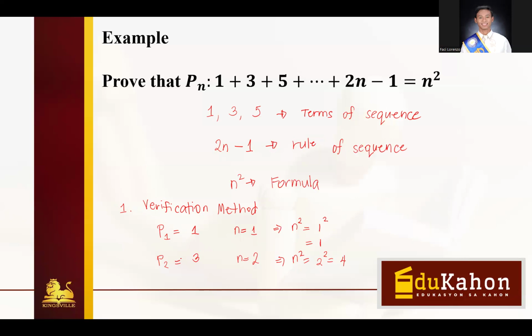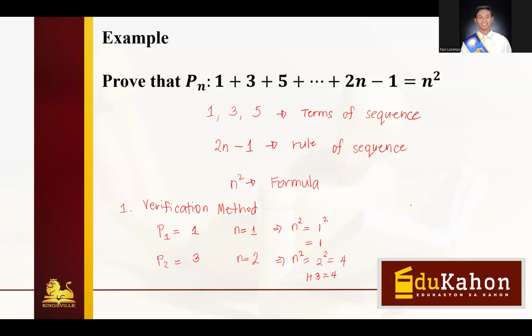And according to the sequence, if you add the first term and the second term, 1 plus 3 is just equal to 4. Okay? So we have two terms for n is equal to 2. And if you add them, the answer is 4. And if you substitute to the formula the value of n, which is equal to 2, then 2 squared is equal to 4.